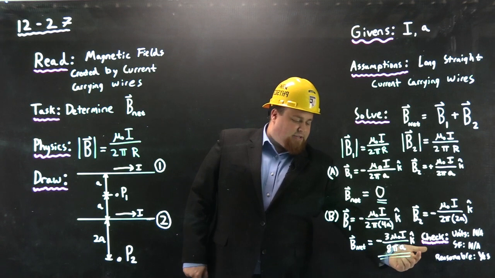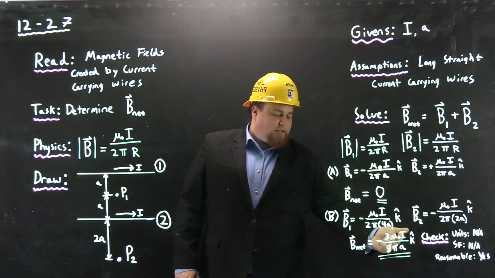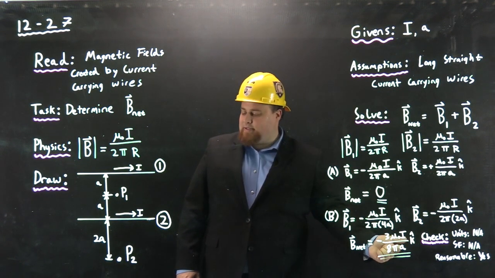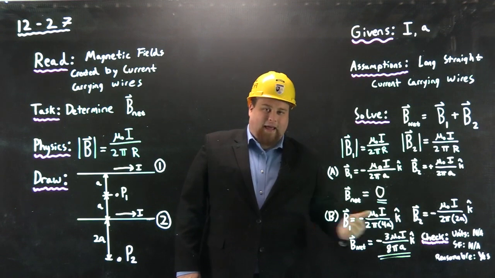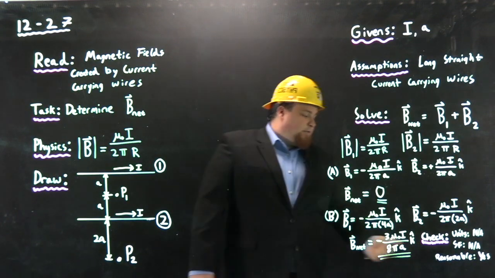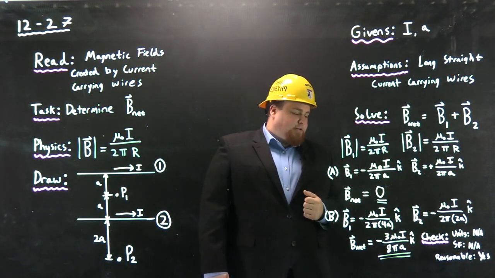Plugging those in, we then get a sum that's equal to -3 times the permeability of free space times the current, divided by 8 times pi times the distance value a, all in the negative k hat direction. Moving on to our check step, we didn't have to use units, and we didn't have to use sig figs because we have algebraic solutions.